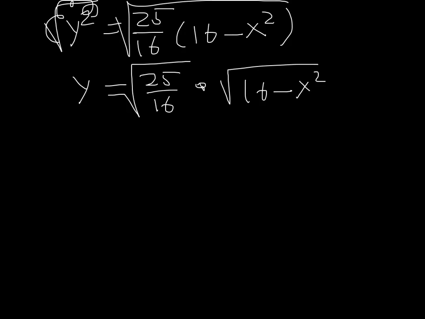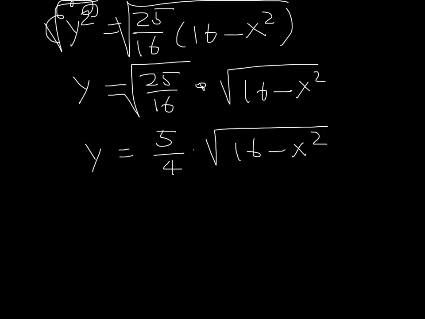And as you see, you can solve this and simplify, so that y equals 5 over 4 times the square root of 16 minus x squared. So now, with this equation, y equals 5/4 times the square root of 16 minus x squared, we can see that this only gives us a portion of the ellipse.